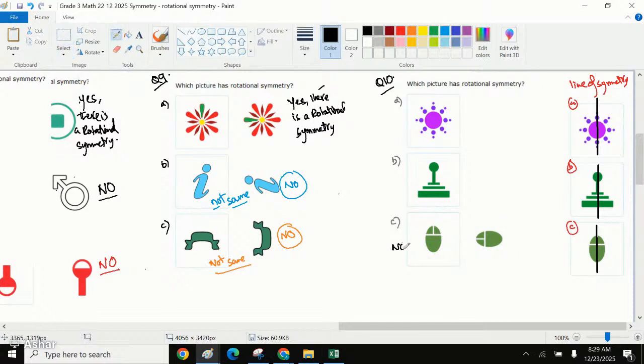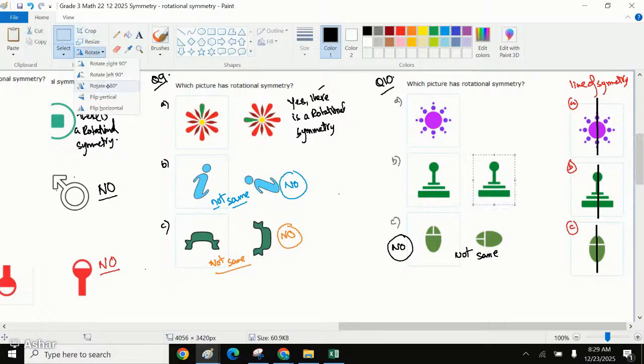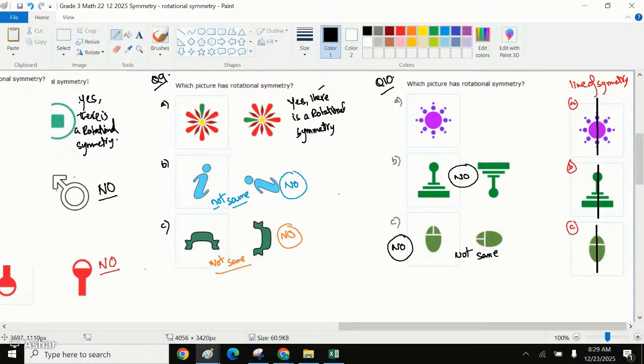No, that means we do not have a rotational symmetry. Not the same, right? So they might have a symmetry, but not necessarily rotational symmetry. If we have option B, which had symmetry, but if we rotate it upside down, it's still not the same. There is no rotational symmetry, because these two shapes look different.